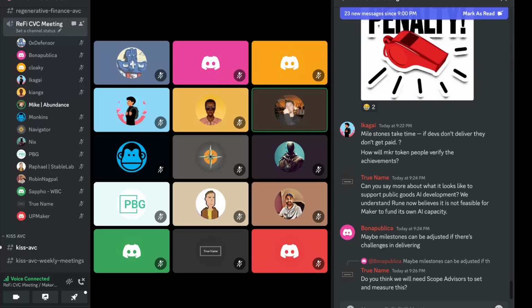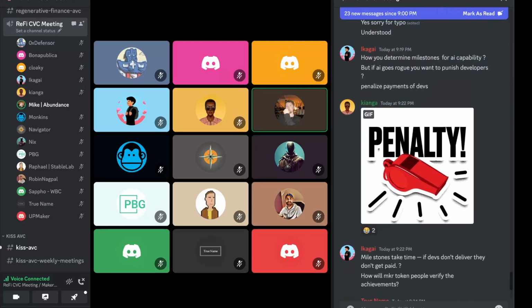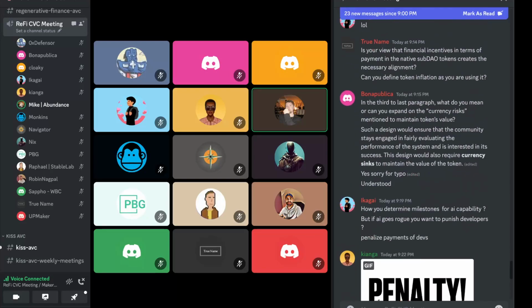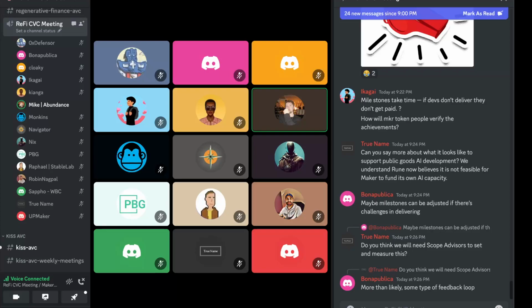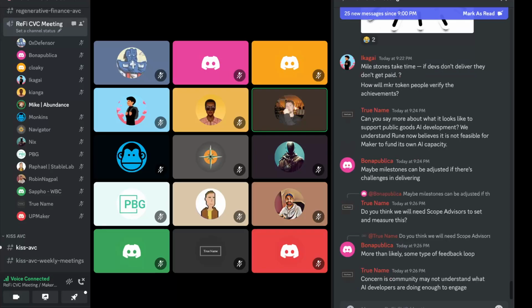Can you say more about what it looks like to support public goods? So again, if we're just building on top of another system, let's say on top of ChatGPT or whatever it is, we can still make the system open source. That's just the very basic idea of how to make it consistent with public goods.